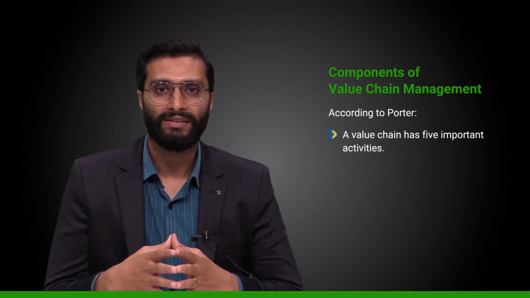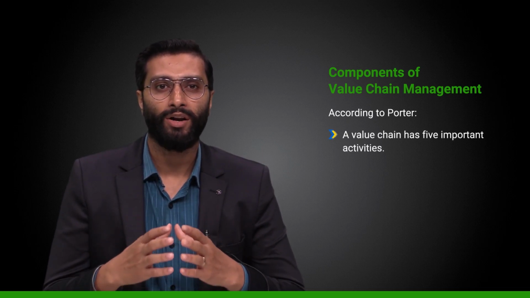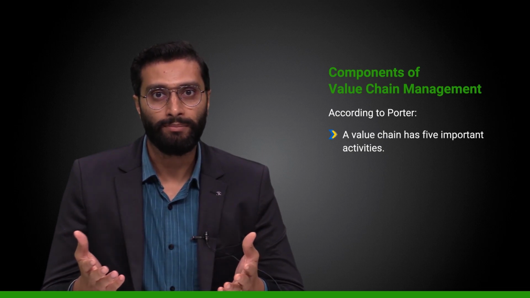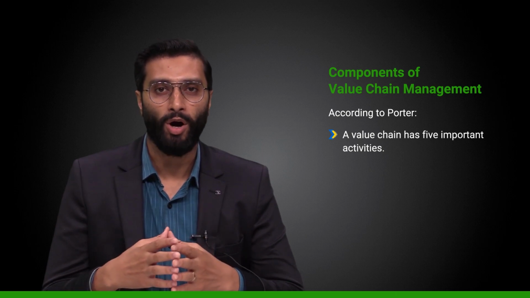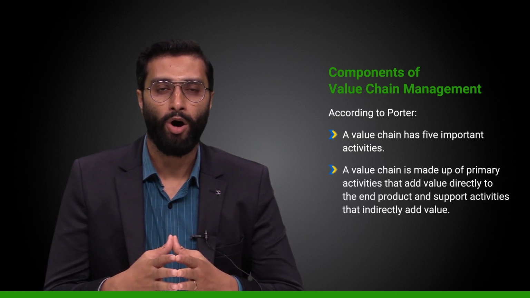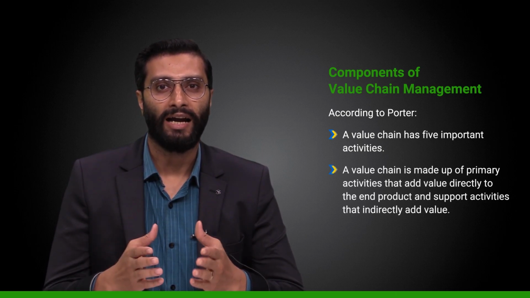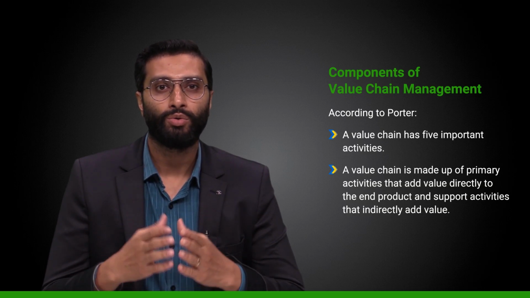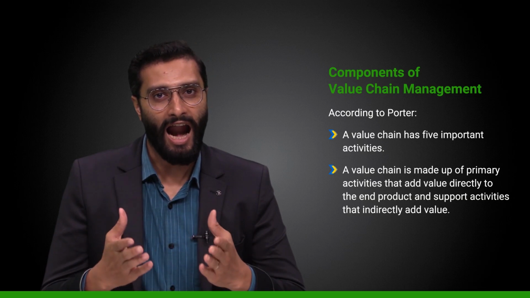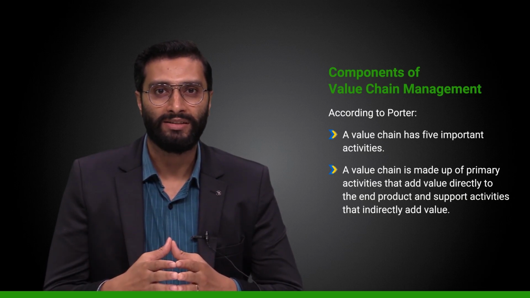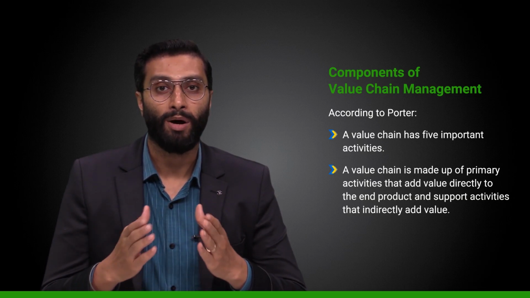Now let's move to the components of value chain management. Porter identified 5 important activities, and enhancing each one of them or all of them will help you or your firm grow. According to Porter, the value chain is made up of primary activities that directly add value to the end product, or support activities that indirectly add value. The better these perform, the more value is added.